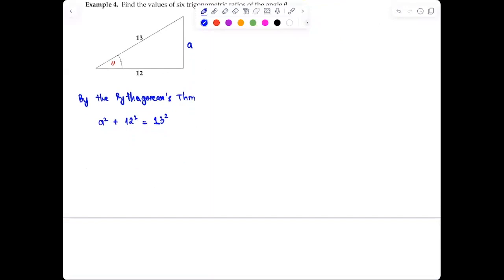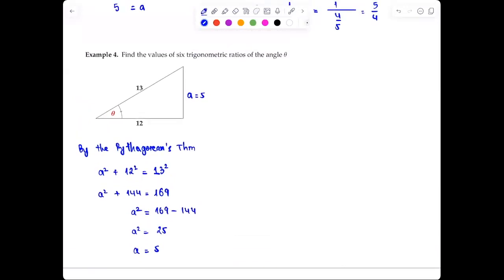What is 12 squared equal to? Anyone know? 144. And 13 squared? 169. And A squared, therefore, is 169 minus 144. What is that equal to? Yes, so A is equal to 5. Well, you calculate the ratio, sine of theta is equal to the opposite over the hypotenuse, 5 over 13.